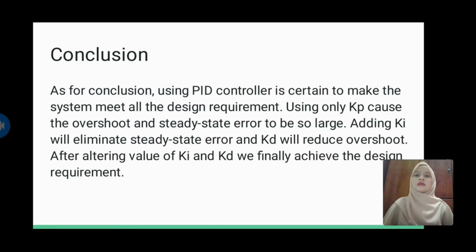As for the conclusion, using a PID controller is certain to make the system meet all the design requirements. Using only Kp causes the overshoot and steady state error to be very large. Adding Ki will eliminate steady state error, and Kd will reduce the overshoot. So after altering the values of Ki and Kd, we finally achieve the design requirements.